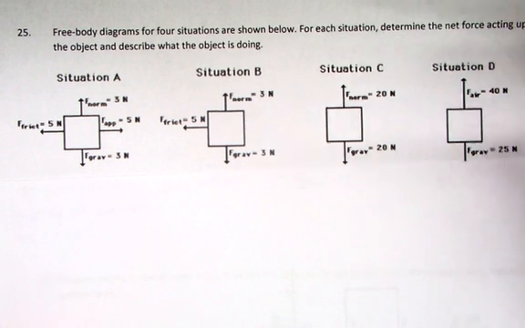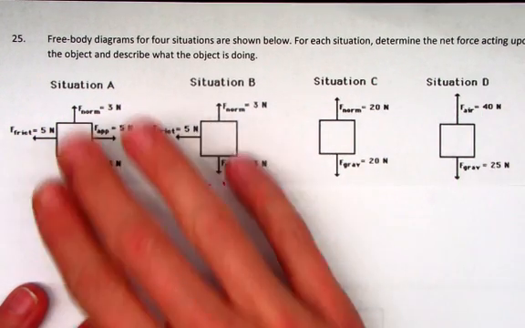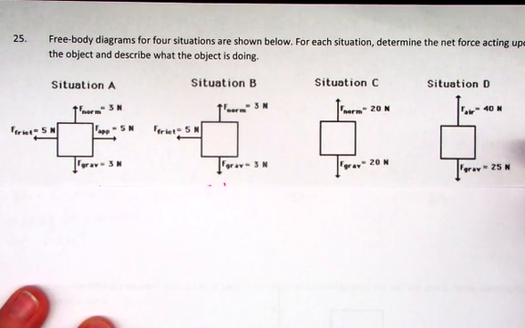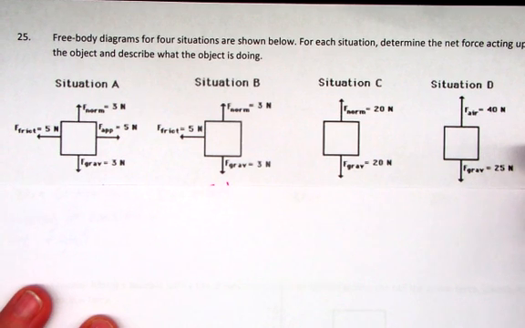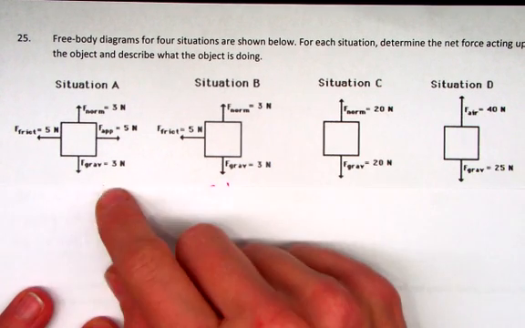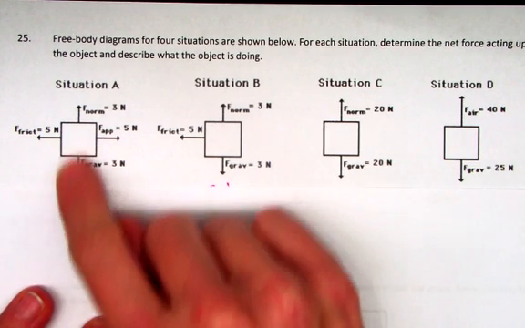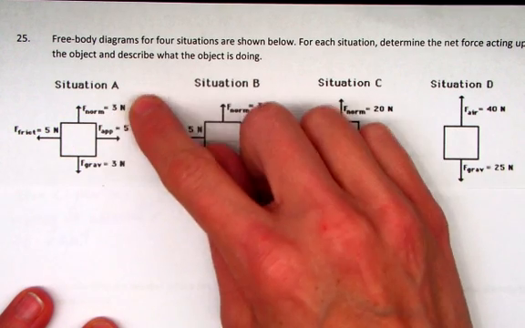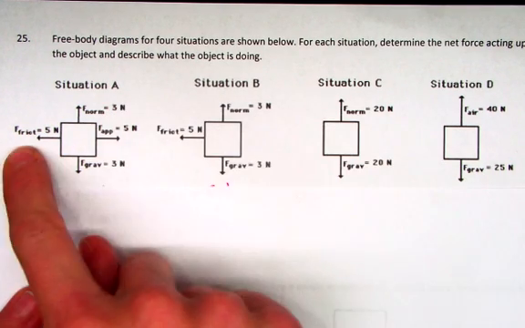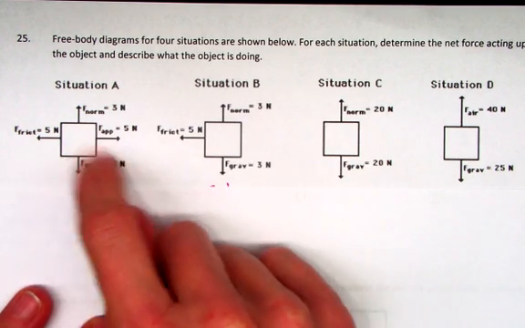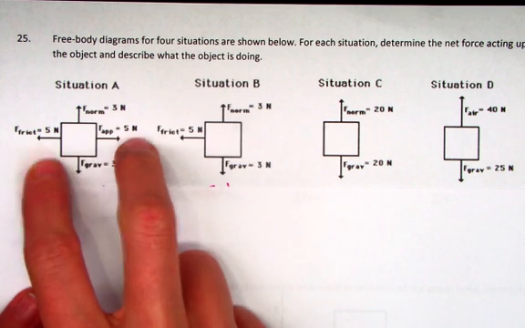Situation 1, notice I am balanced up and down because both forces are 3 newtons. To the left and the right, I'm applying a force and I have this friction of 5, but this is balanced, right? So because it's balanced in both directions, the net force is going to be 0. So the net force for situation A is 0.